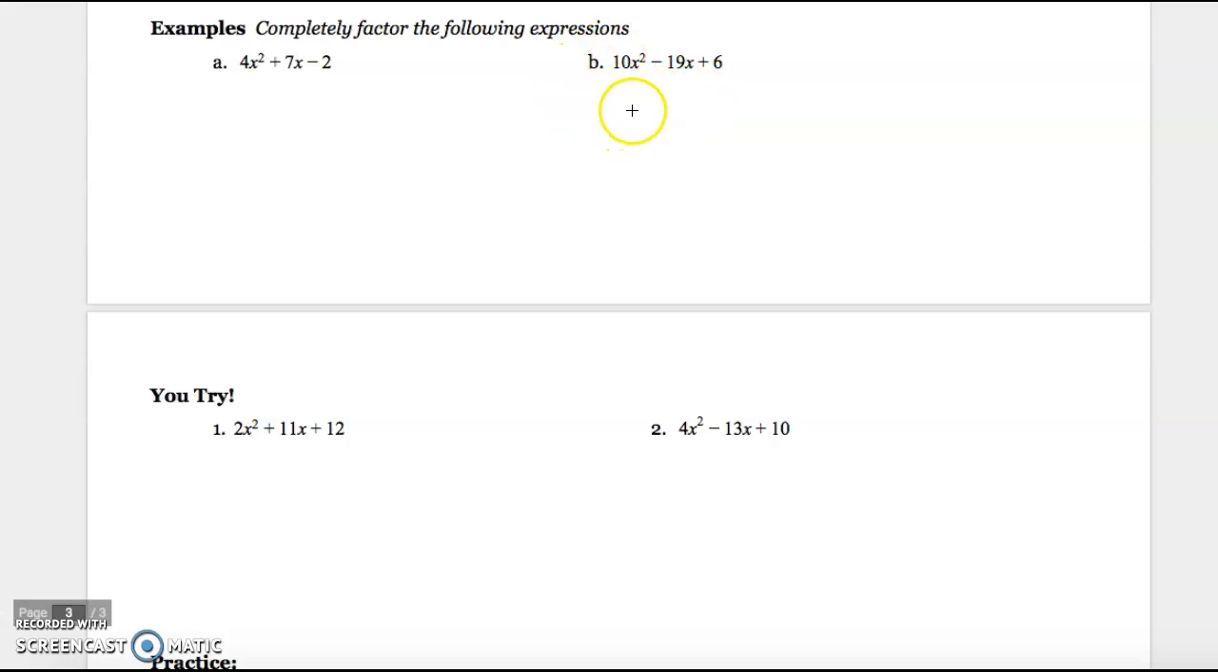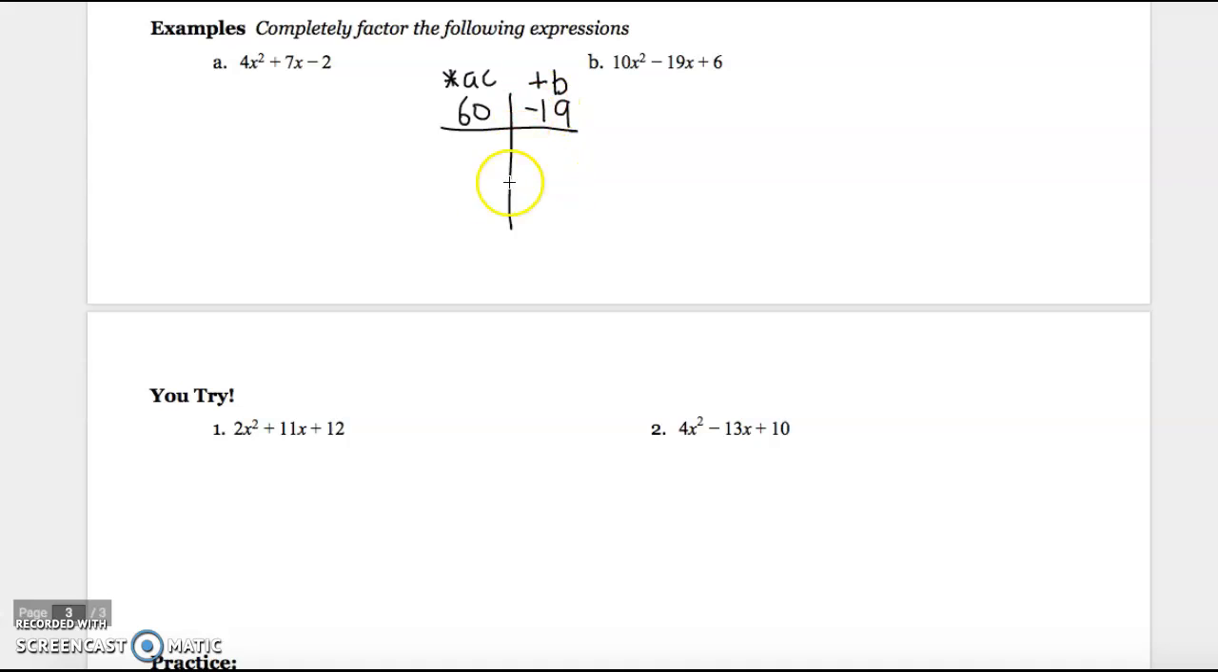So now we're going to start with B. I first check and see, nope, no greatest common factors that I can pull out of 10, -19, and 6. And so right off the bat, I'm going to start off with my table. So what multiplies to my AC value, 10 times 6 would be 60, and adds to my B value, or excuse me, -19. Oh goodness, this might take a second.